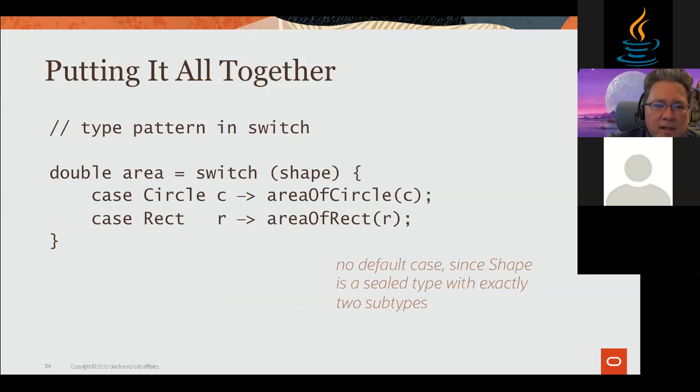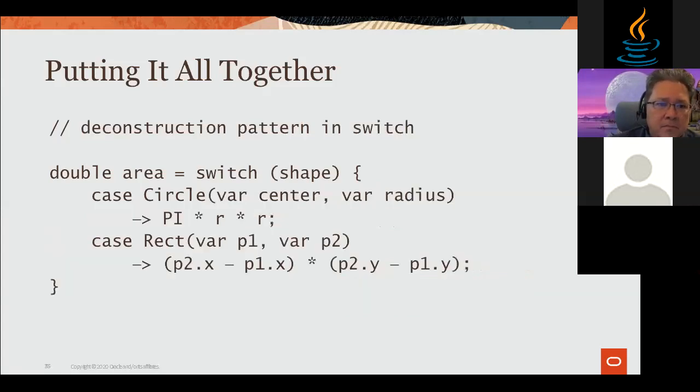And we don't have to provide a default because we know, based on the declaration in the previous slide, that this is exhaustive. Shape can have only two implementations, Circle and Rect. So that's nice to know. So we don't have to provide a default case. But here's the thing. If we add another implementation in the Shape declaration, then the compiler will check this for us and say, you need to provide another case here to handle that new one.